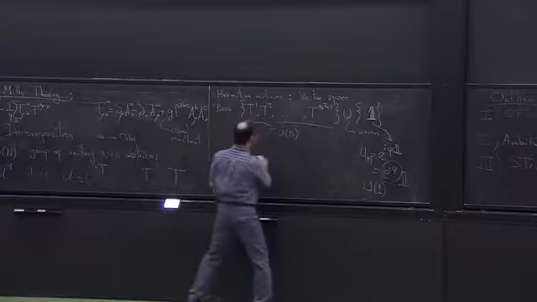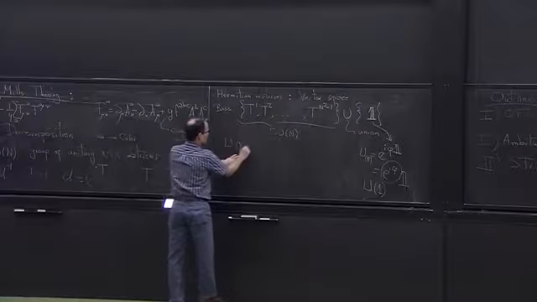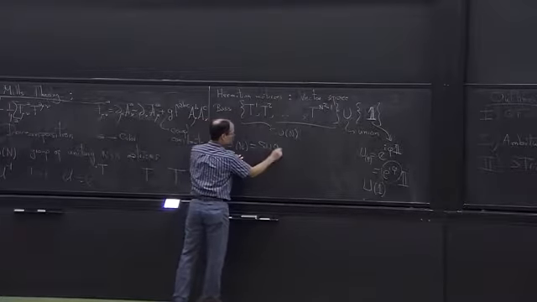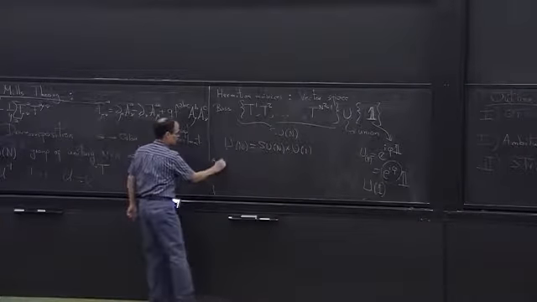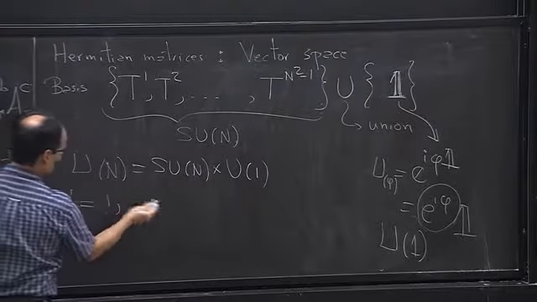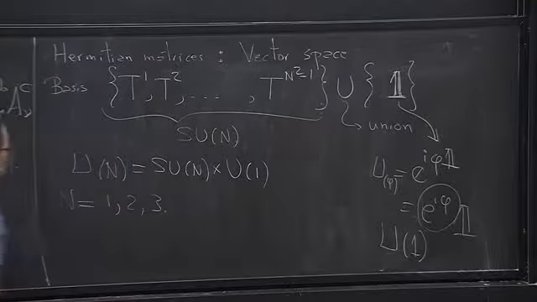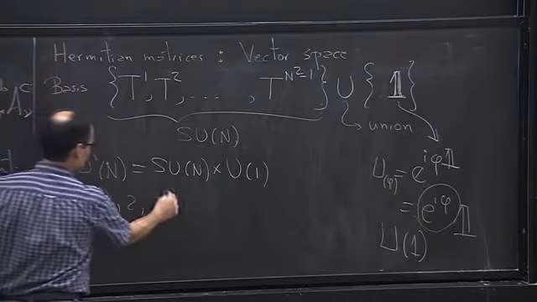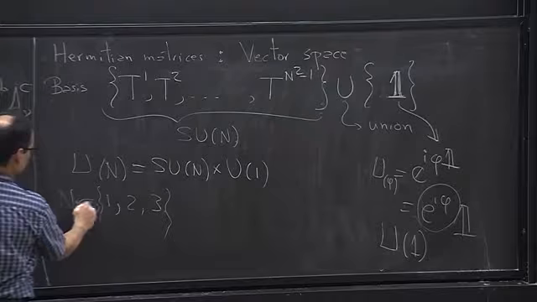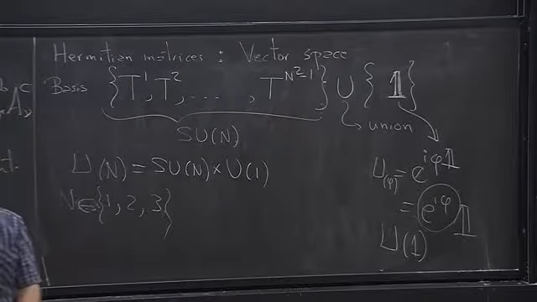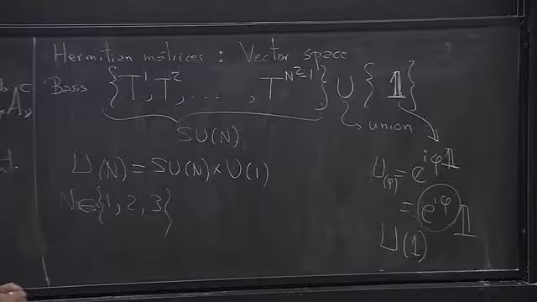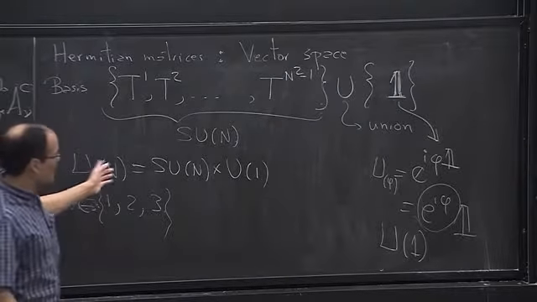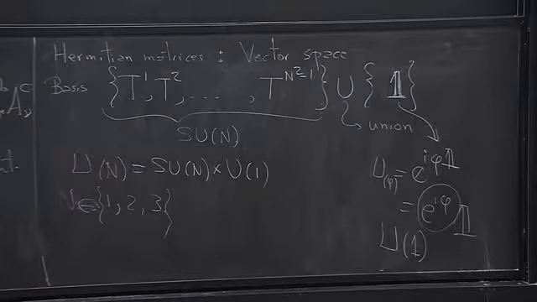So we have just discovered that UN is the product of two groups. Of course, in nature, N only takes 3 values so far. But here, we're doing theoretical experiments. So we're allowed to take N to be anything. So we're going to take N to be any number.